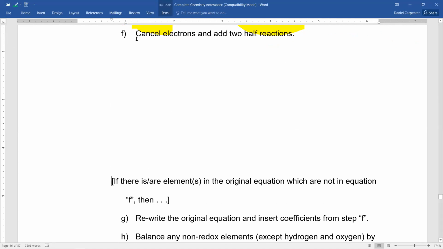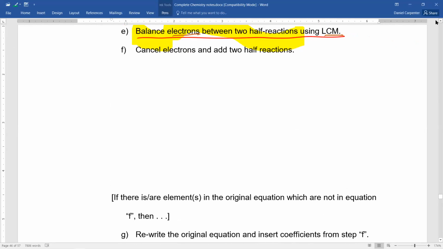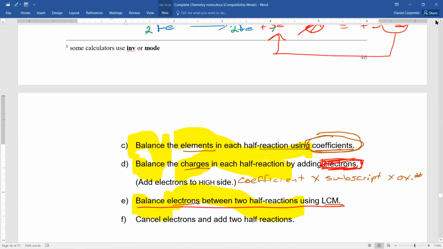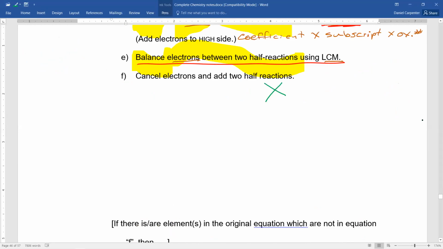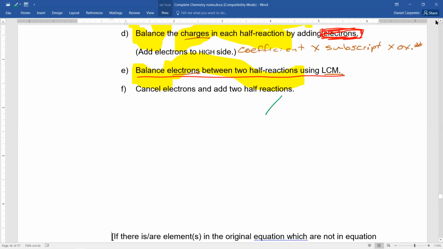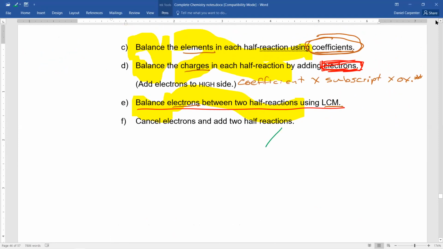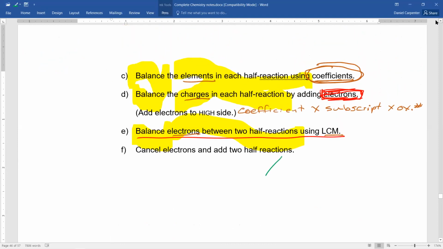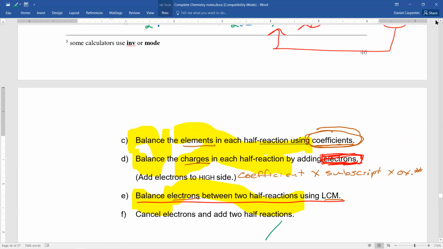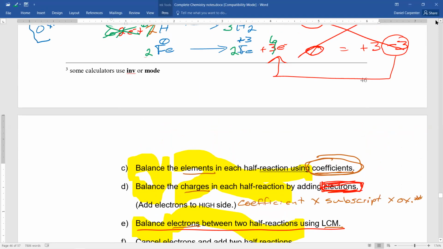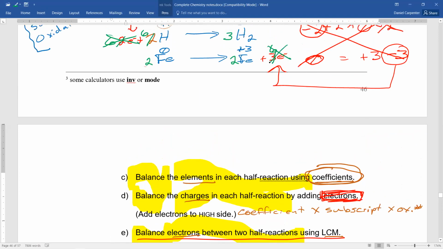Okay, cancel the electrons and add the 2 half reactions. So, cancel the electrons. Now, some of you are going to say, why did I go to all that work to just turn right around and cross the electrons off? And the answer is pretty simple.